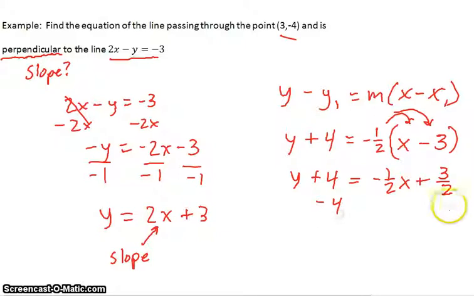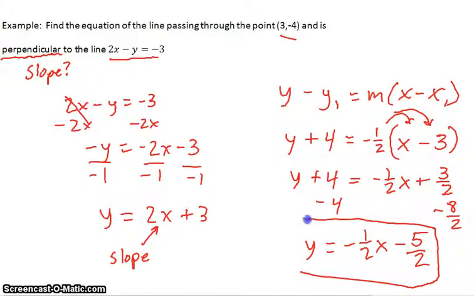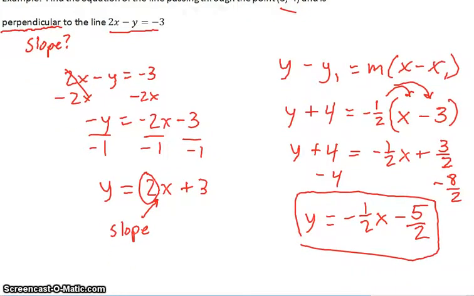I'm going to subtract 4, which is the same thing as subtracting 8 over 2 because I need a common denominator. So my answer is y equals negative 1/2 x, 3/2 minus 8/2 is a negative 5/2. So here is the equation of my line. And that is how you deal with a line that's perpendicular. The only difference is that you have to use the slope to find a different slope because they're not parallel anymore. And that is how you deal with lines that are parallel versus perpendicular.